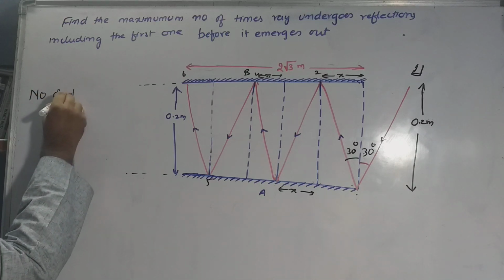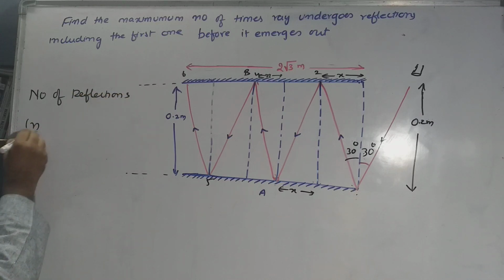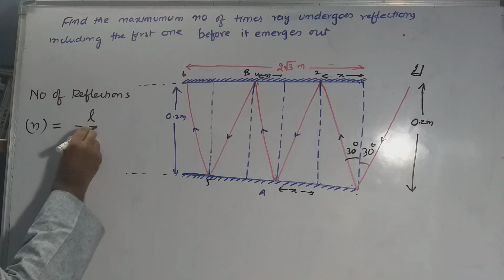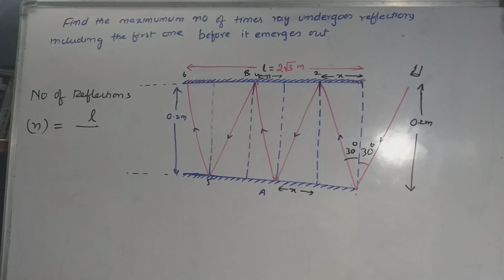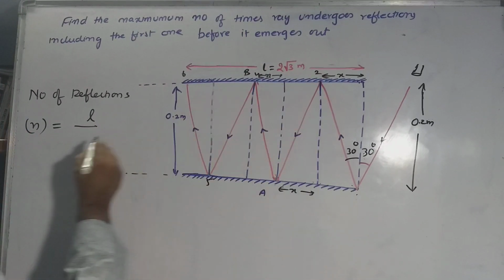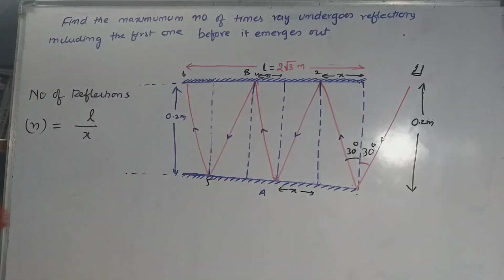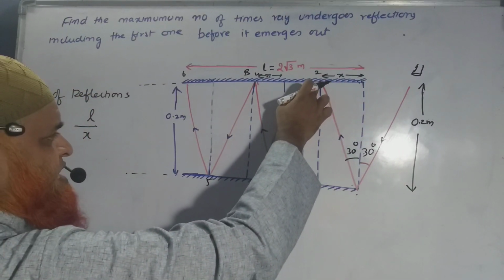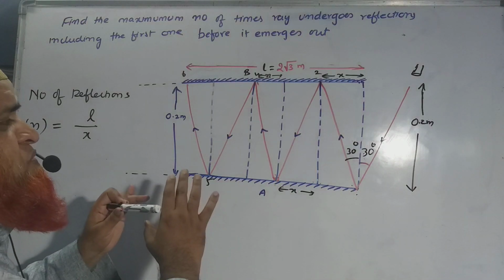Number of reflections. If you want to find out, you just have to take the total length of the mirror, which is given as L, 2 root 3, and divide this L by the part of the mirror which is taken as x, and this part starts from the edge to the reflection point here. Okay, so just try to understand. If you want to find out the number of reflections, it's very simple.